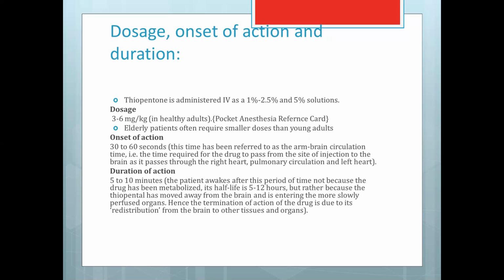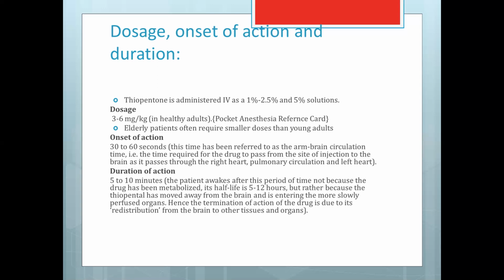One thing you need to know is the reference for these dosages. I got them from the Pocket Anesthesia Reference Guide. I have included the link at the end, so maybe you can go through it as well. Then one thing you need to know is elderly patients often require smaller doses than young adults. Onset of action is 30 to 60 seconds.